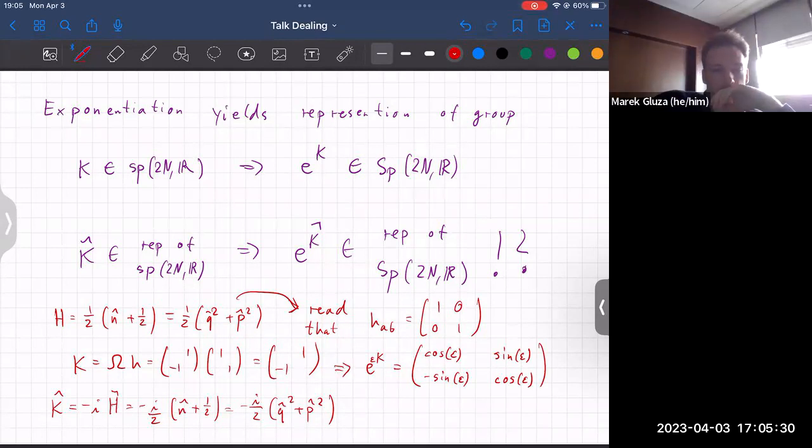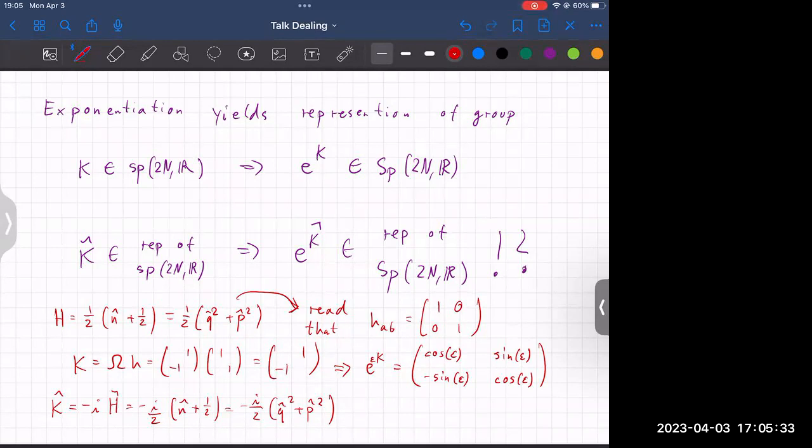Maybe I should not have called it epsilon, but theta. But in particular, we see that here our representation is 2 pi periodic. Okay, so in particular, e to the 2 pi K is equal to the identity. You agree?